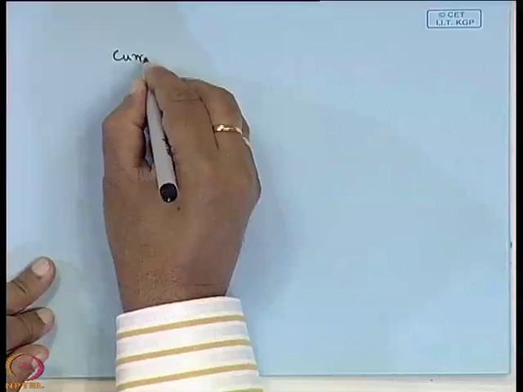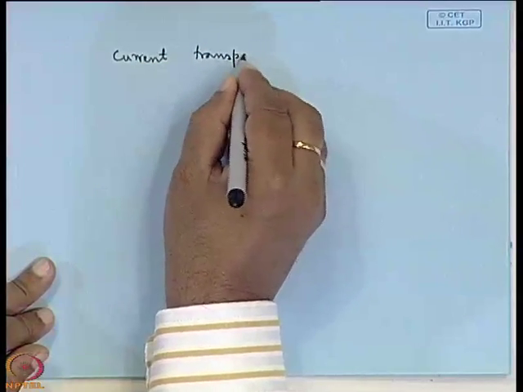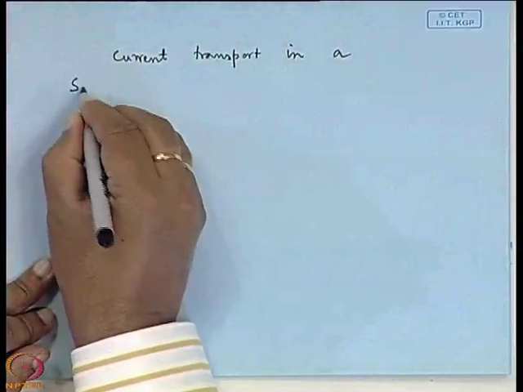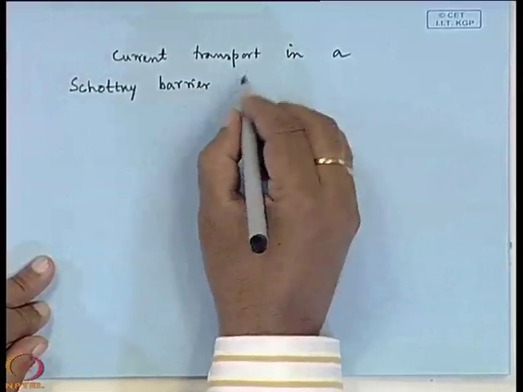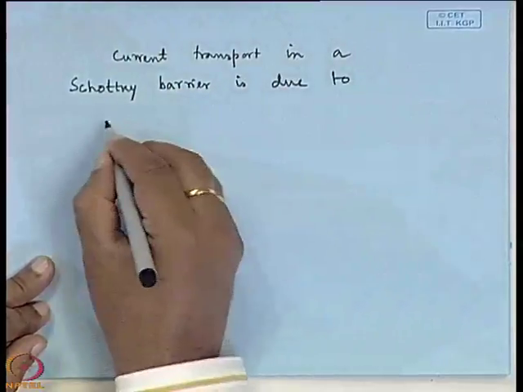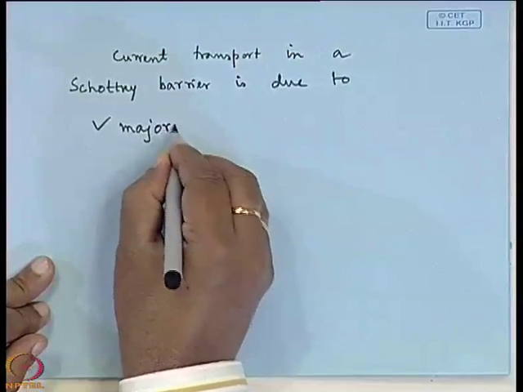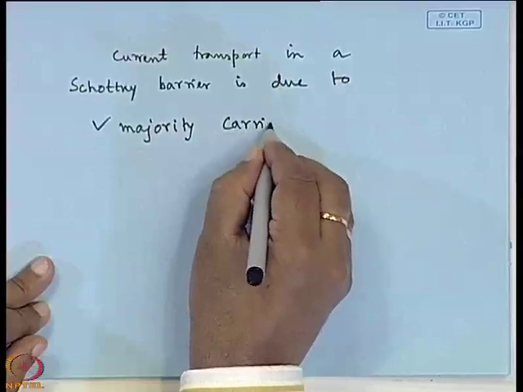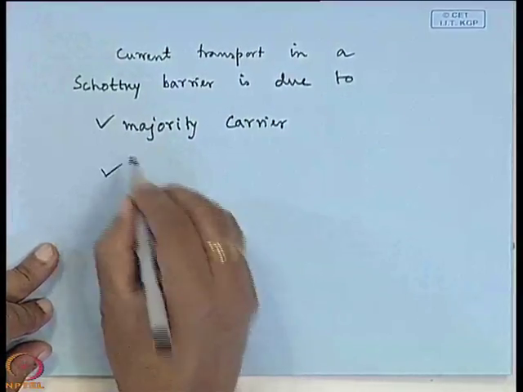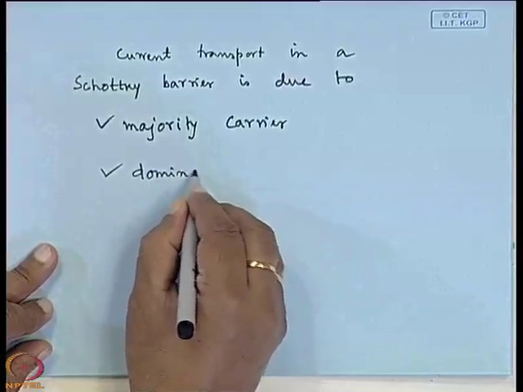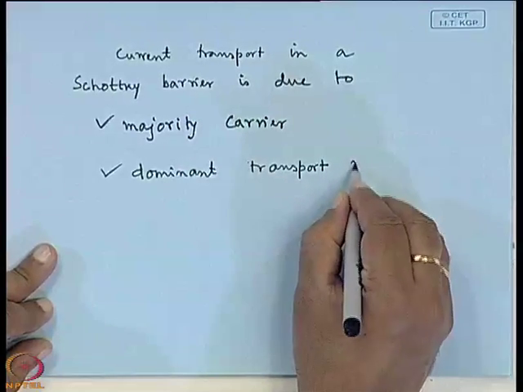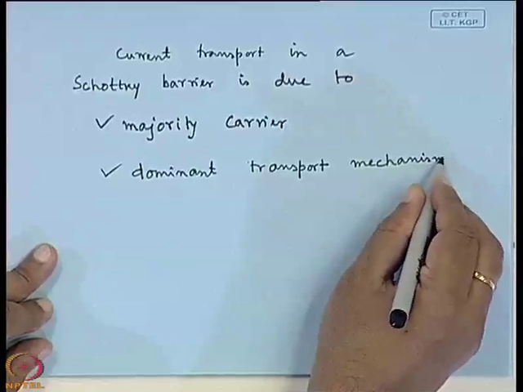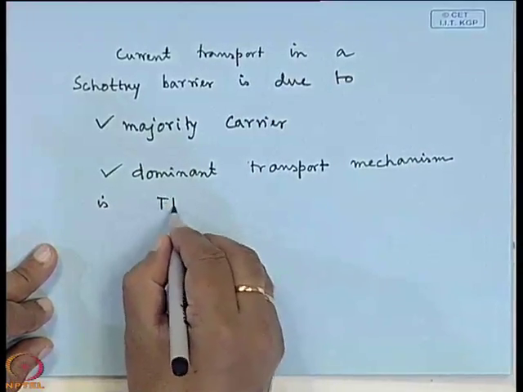So, one thing is that current transport in a Schottky barrier is due to majority carrier, and the dominant transport mechanism is thermionic emission.